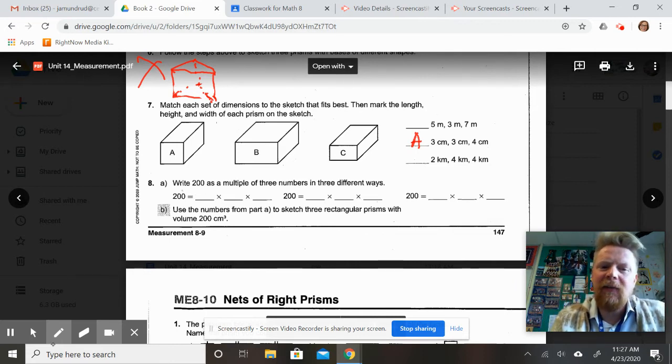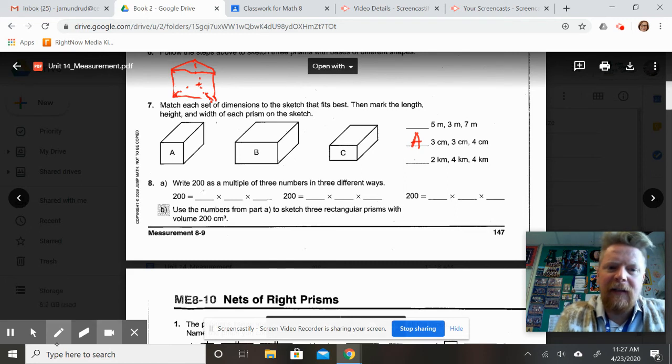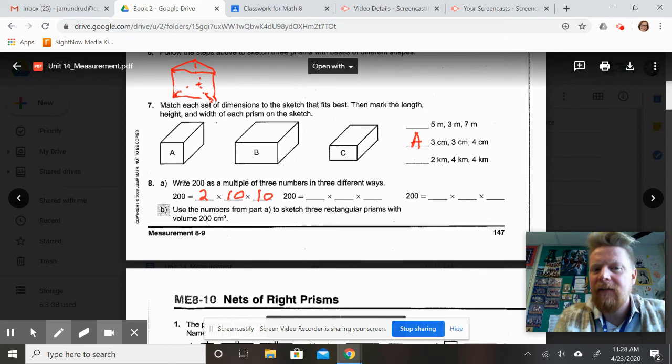Part 8 says write 200 as a multiple of three numbers in three different ways. So what three numbers can I multiply to make 200? There's lots of different ways that I can multiply to make 200. Let's see. I know that 2 times 10 is 20. Times 10 is 200. Okay, so that's one way that I could make 200 by multiplying three different numbers.